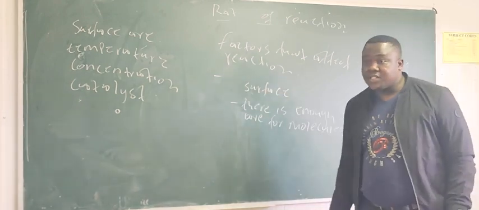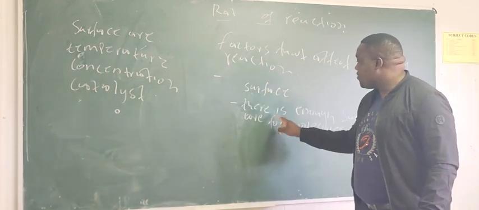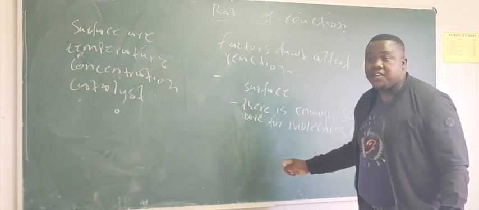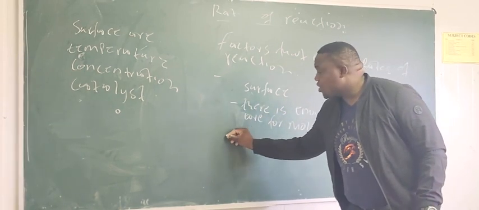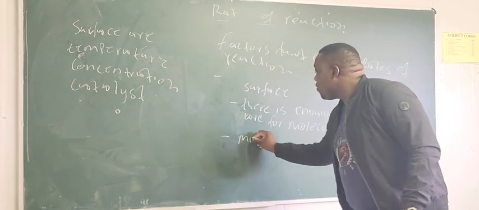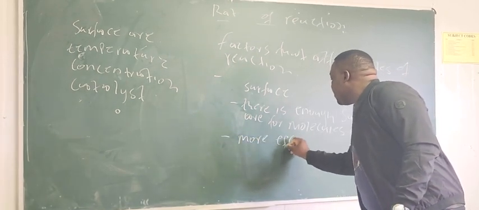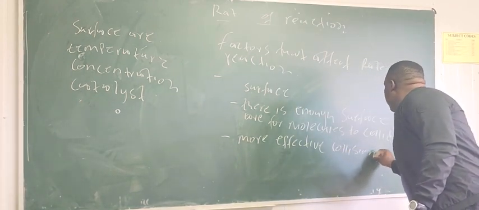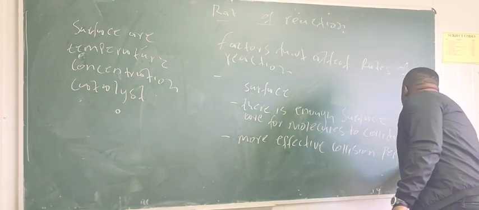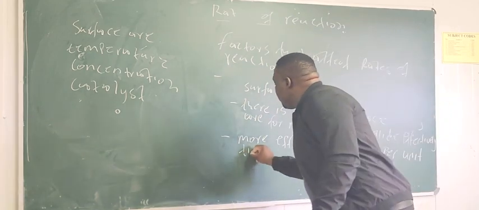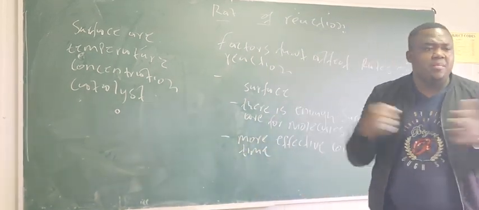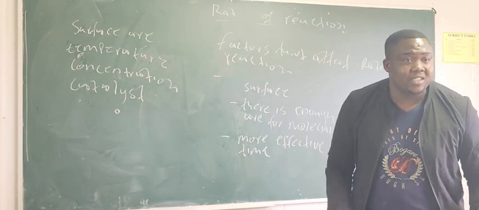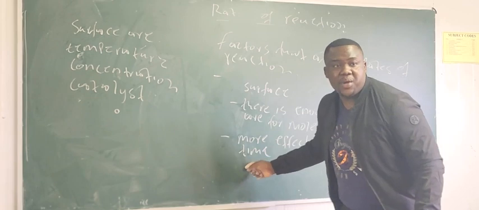These are factors that affect the rate of reaction. For surface area, I will say there is enough space for molecules to collide effectively. Look at this point: more effective collision per unit time. It means within a space of time, molecules will collide, and all those collisions will be effective.